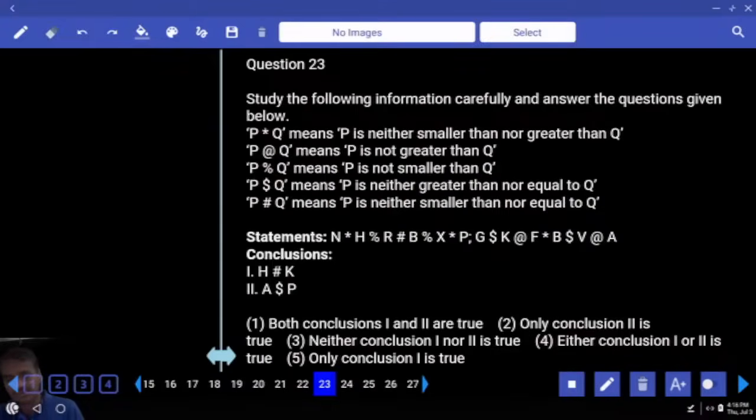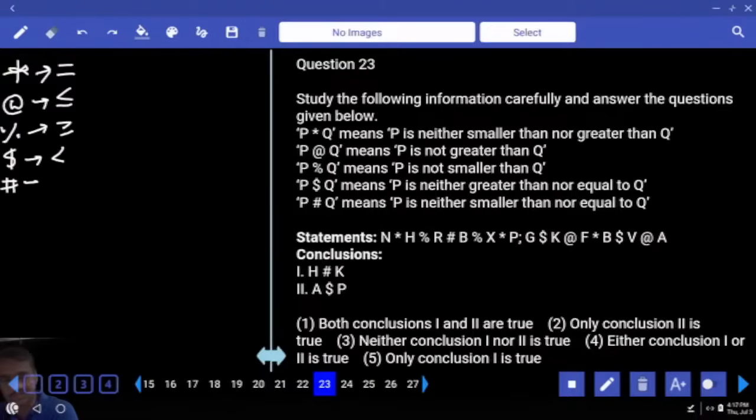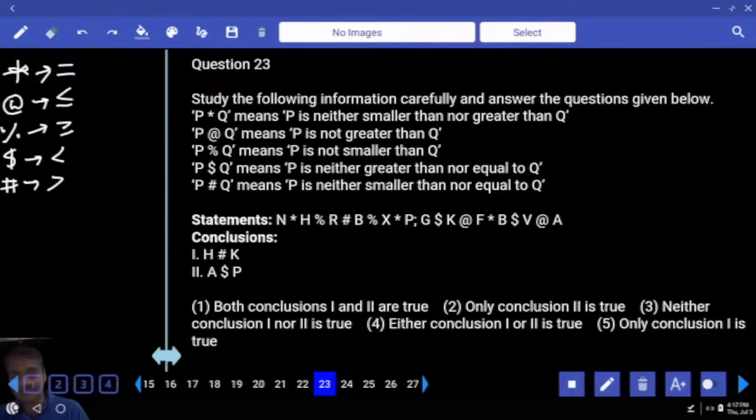Then question number 23. Now in this question number 23, star stands for neither smaller nor greater. That means equal. And at the rate of stands for not greater than, lesser than or equal. Percentage, not smaller than, greater than or equals. And dollar, neither greater nor equal, less than. Hash stands for neither smaller nor equal, greater than. Now these are the 5 symbols we have. Now these many elements were given.